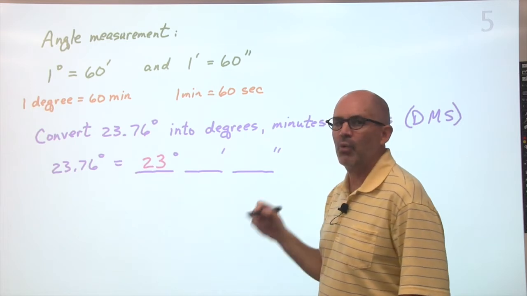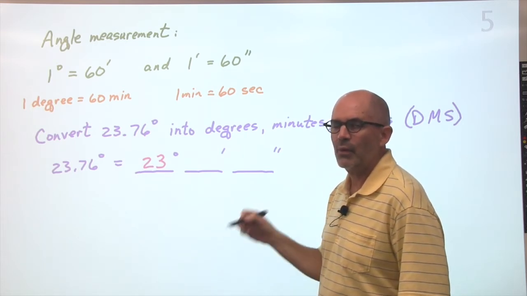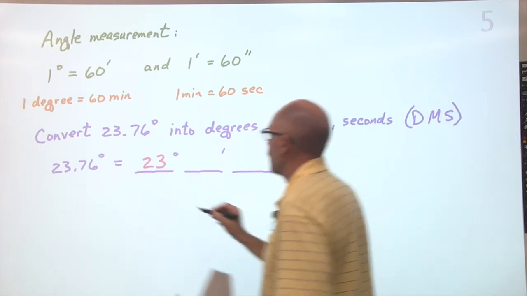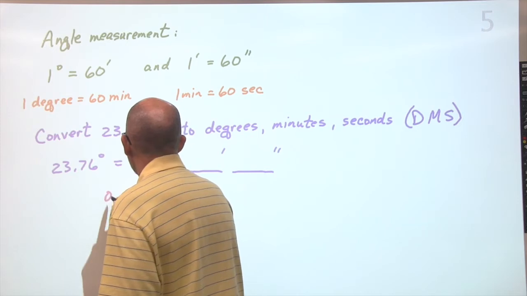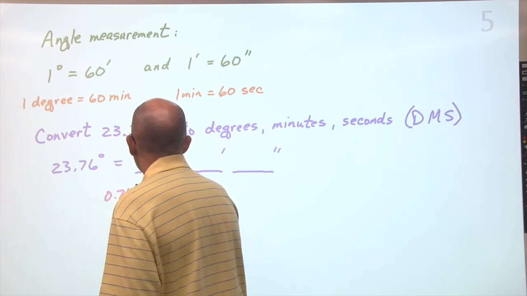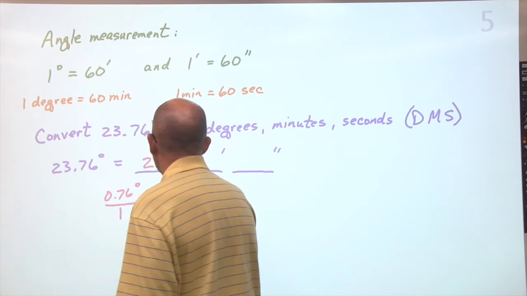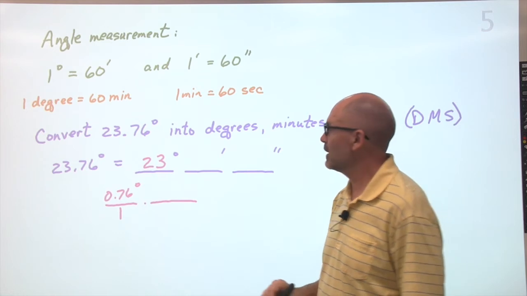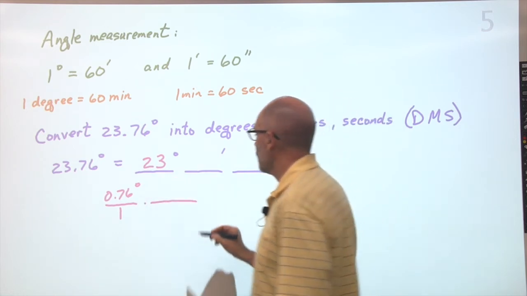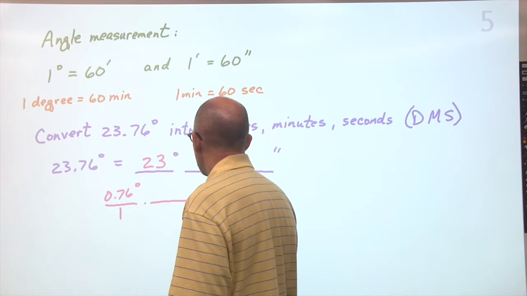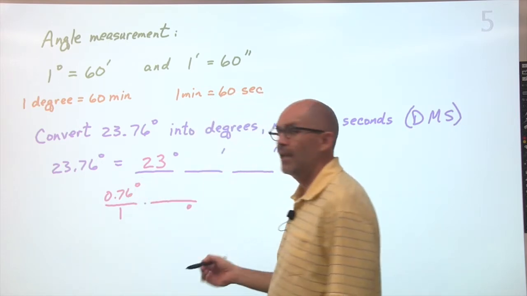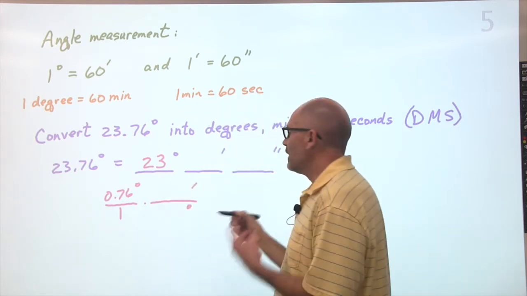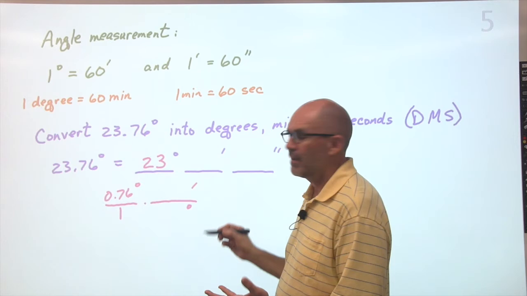Now we have 0.76 degrees, and we want to change that into minutes. So what I do is I go 0.76 degrees over 1 times. Now, this is called unit analysis. What I'm trying to do is cancel the degrees. Well, to cancel the degrees, I put degrees on the bottom because if it's on the top and the bottom, they cancel. Now I want to put minutes on top. And now this tells me, should I multiply or divide by 60?